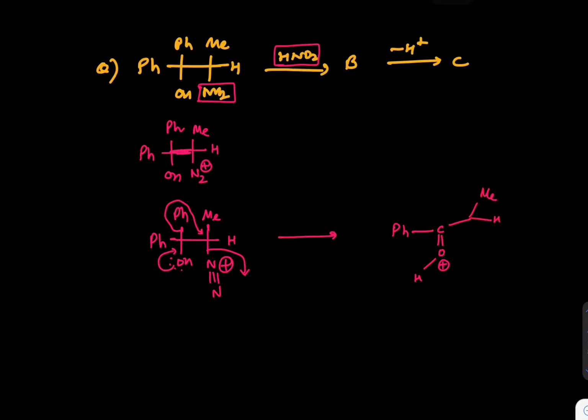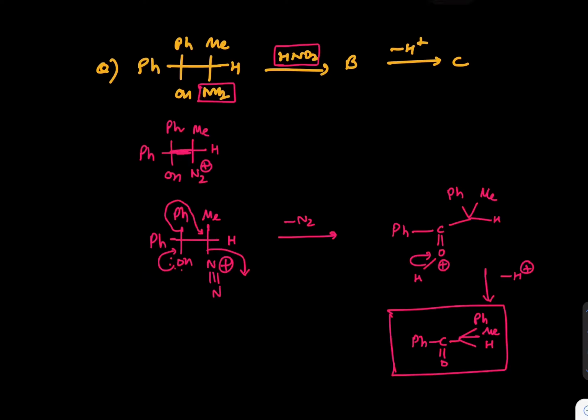We have one H. We got one PH also. And N2 comes out. At the end, we can say H plus leaves to make the system stable. And my answer comes out as PHC double bond O, PH, Me and hydrogen. This is your final answer. So the C answer is this. What about B? B was this part basically till the HNO2 portion, and we can complete this question.